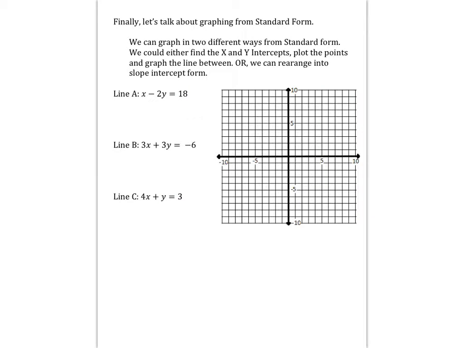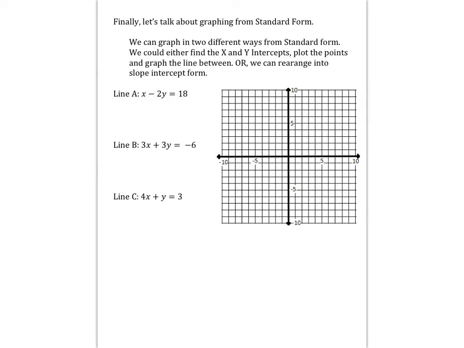All right, and finally, let's look at graphing from standard form. So we can graph standard form in 2 ways. We could either find the x and y intercepts, which we'll talk about, or plot those points and graph the line between them, or we can rearrange the equation into slope-intercept form. So we'll look at a couple different ways of graphing standard form.